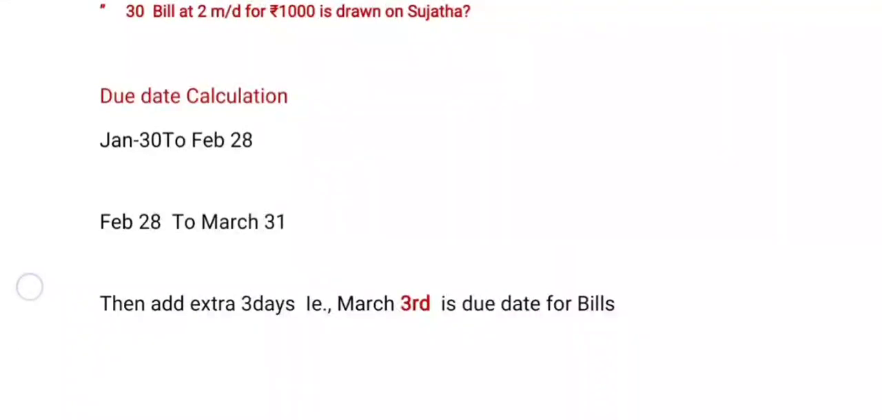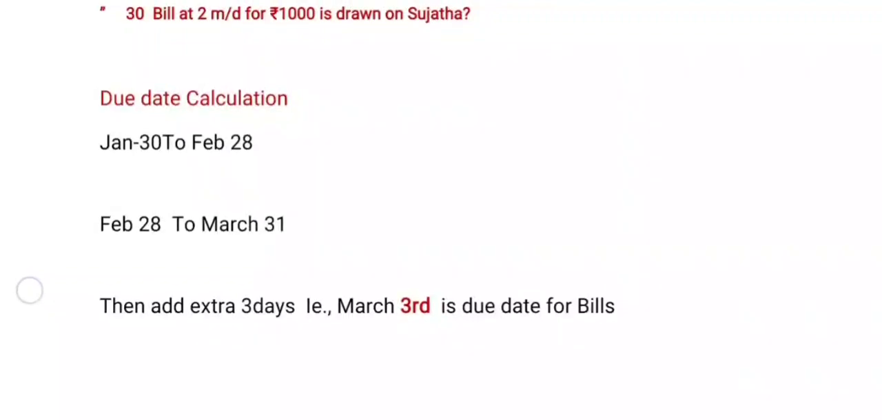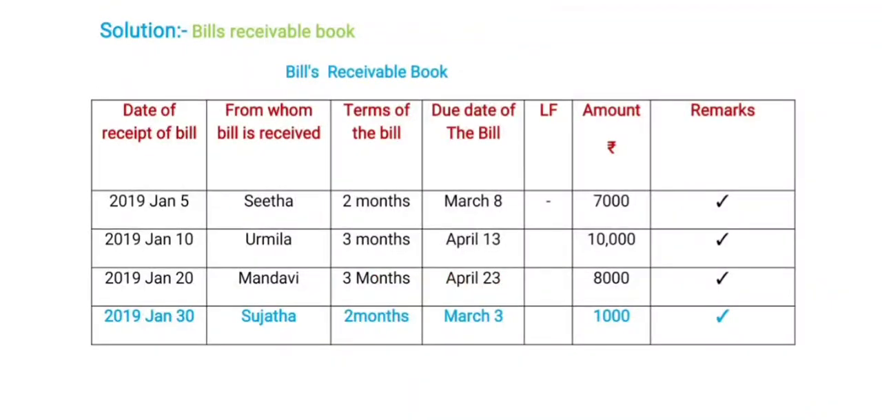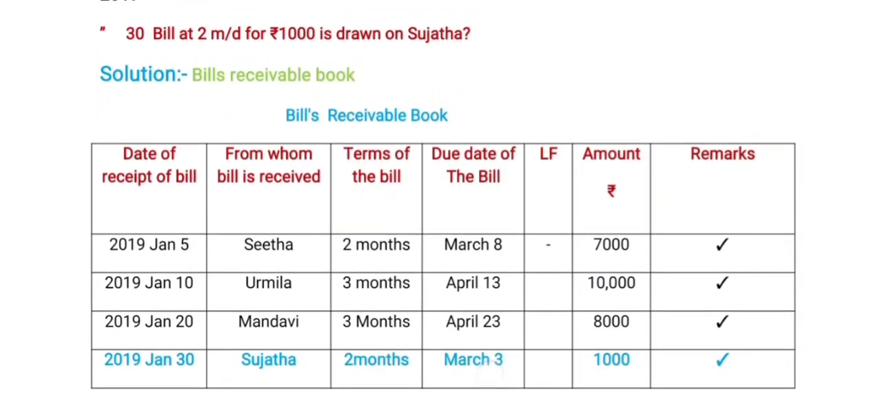We are going to record this date as the due date of the bill. In the due date column of the bill, it is March 3rd, as we already calculated. Now coming to amount, the given amount is 1000 rupees. Now coming to remarks, no remarks are given in the problem. This is complete. Now all transactions related to bills receivable are completed.